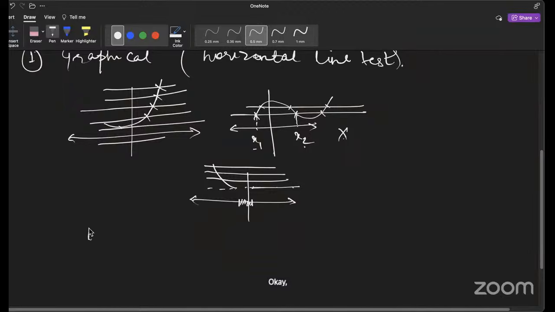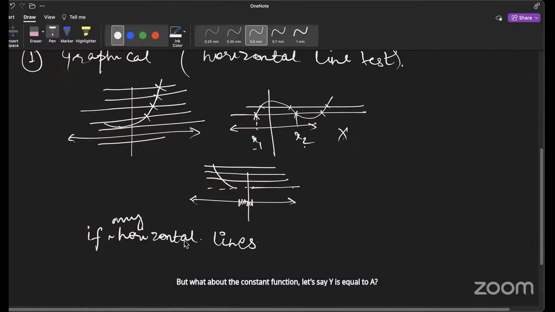Okay, ma'am. Ma'am, can we say that all linear functions are 1-1? Yeah. But what about the constant function? Let's say y is equal to a. We'll come to that. Let me just write this thing first.